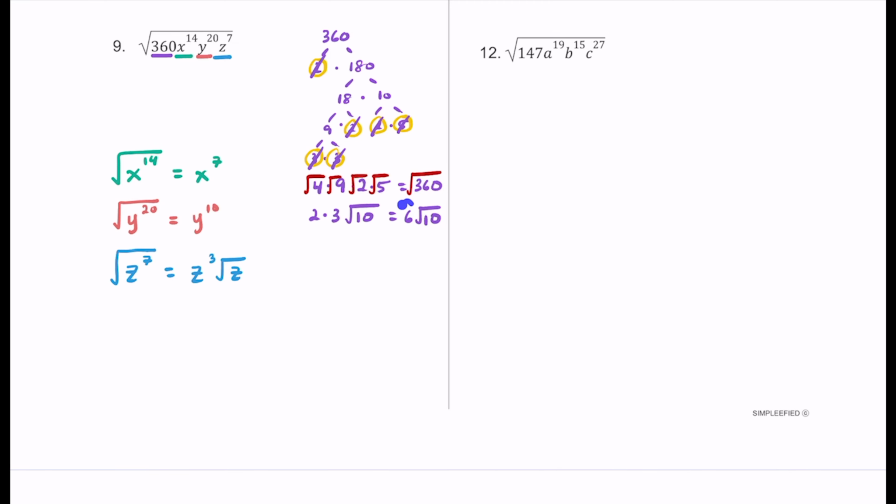So the things on the outside are the 6, the x to the 7th, the y to the 10th, and the z to the 3rd. So I'm going to write 6 on the outside, x to the 7th power, y to the 10th power, z to the 3rd power. All of these were square roots. And then what's on the inside? It looks like it's 10 and z. So inside the radical here, we're going to have a 10 and a z. All right, so there we have our most simplified radical.